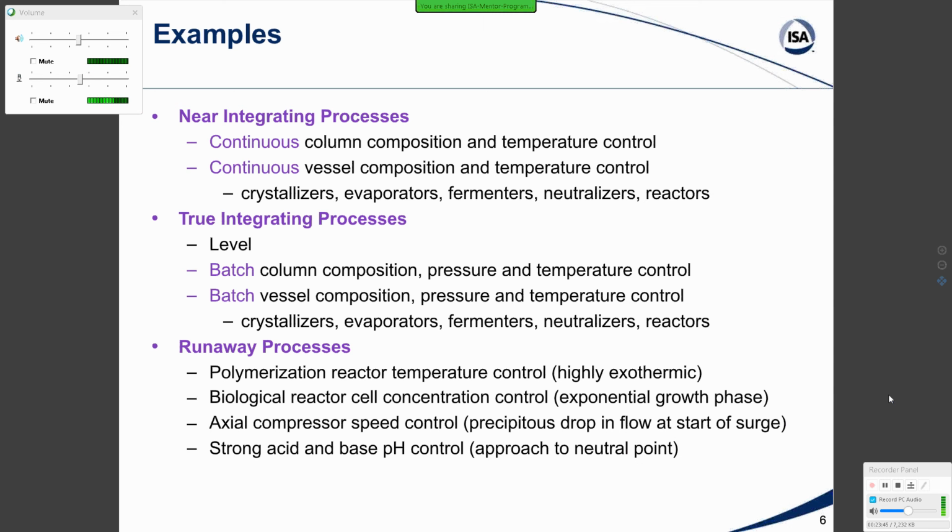And that may have been a very special case, although axial compressors tend to be the most problematic in terms of their reaction to surge, in terms of their extreme response, and also the damage that can occur. Now, strong acid and base pH control, as you approach the neutral point, it's accelerating. And the PID controller sees that, and it doesn't know that, hey, once you get past the neutralization point, it's going to slow down.